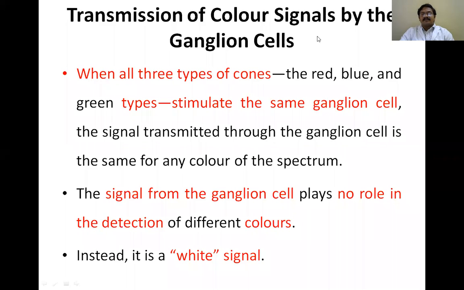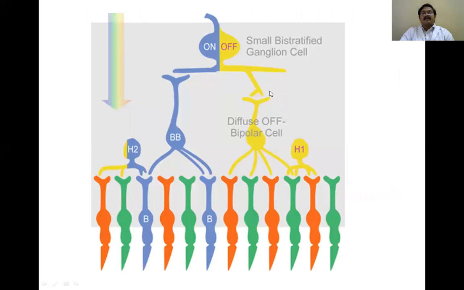And what about the transmission of the color signal by the ganglion cells? There are three types of cones, already discussed. The S cones, L cones and M cones stimulate the same ganglion cells, and the signal transmitted by those ganglion cells has the same color spectrum. That signal from the ganglion cells plays no role in the detection of color. Instead, it is a white color signal.